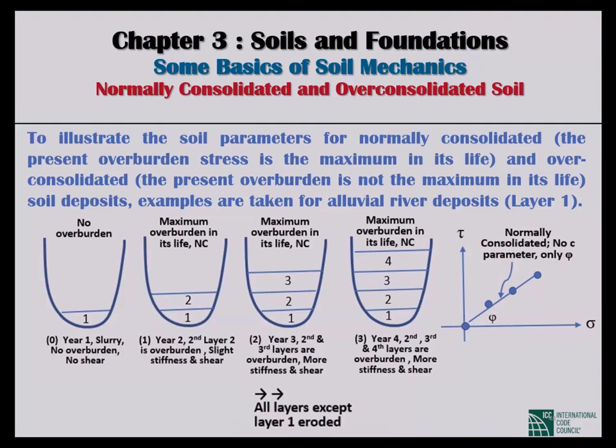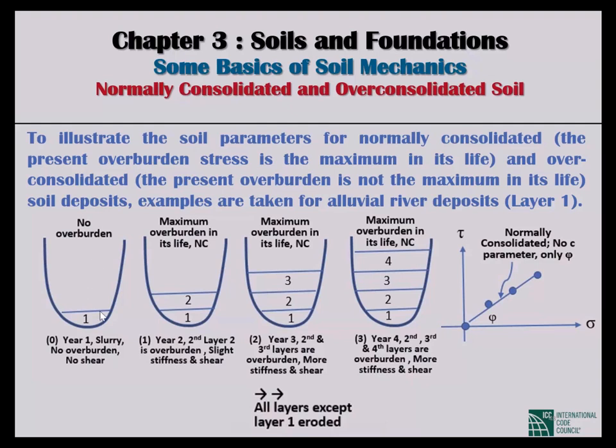So if shear and normal is there, we know that it has a relationship which is equal to C plus sigma tan phi. So if C plus sigma tan phi is a straight line, and we fit it like this, it will always pass through the origin. This sort of soil, you see, these are all normally consolidated because this is the maximum load in its life.